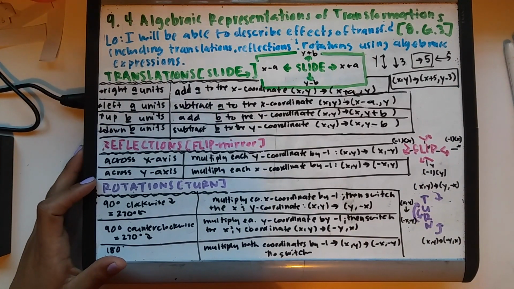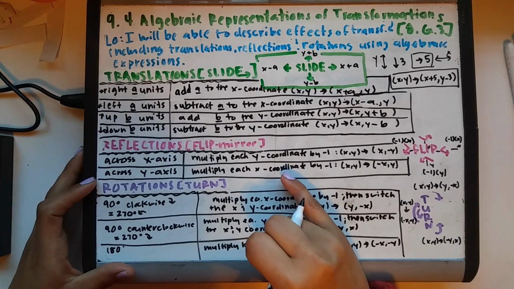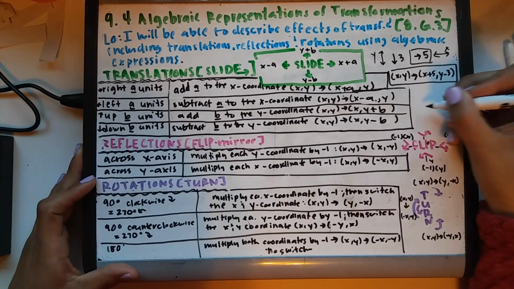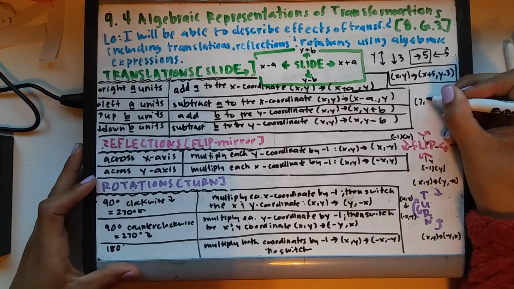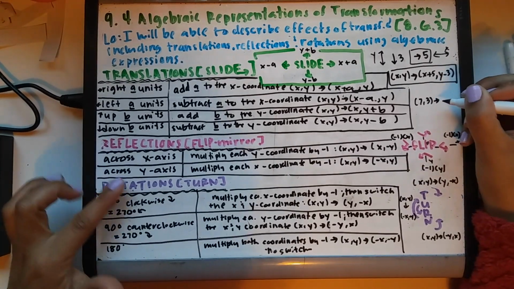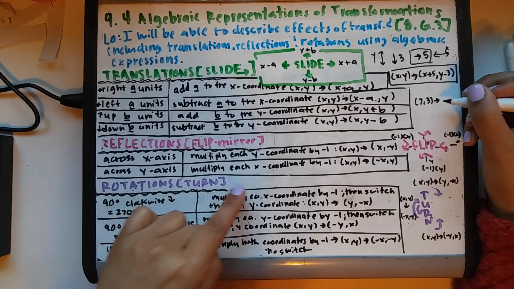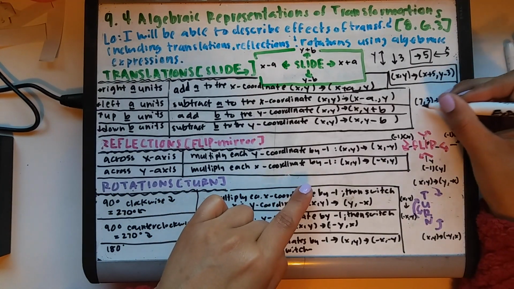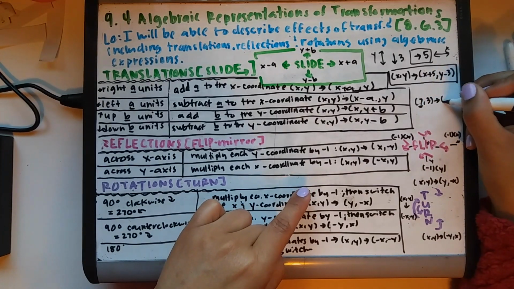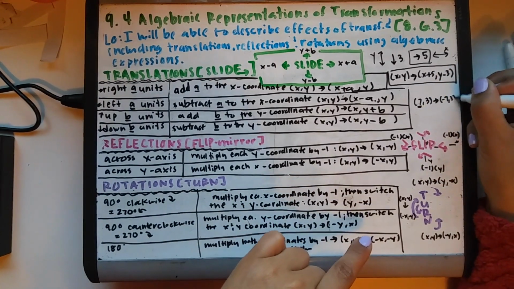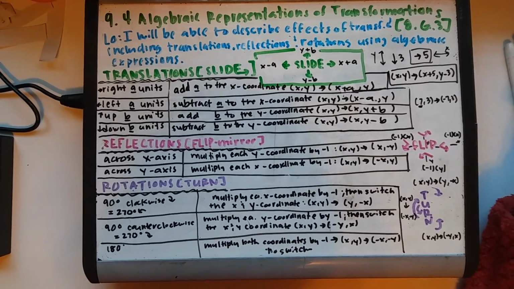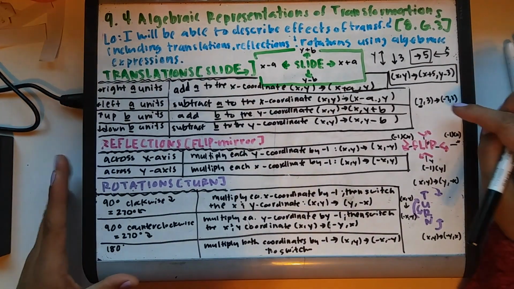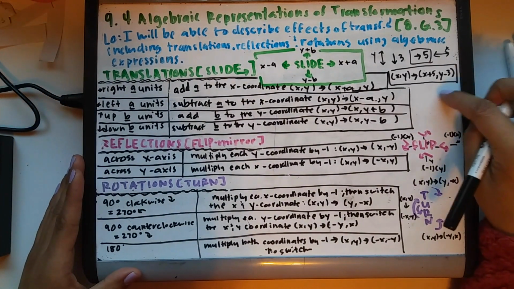Now across the y-axis, I'm going to do the same thing, but I'm going to do it to the x-coordinate. So if I have (7, 3) and I'm asked to do the reflection across the y-axis, I'm going to change this, multiply by a negative, so that's negative 7, and I'm going to keep the same y-coordinate.